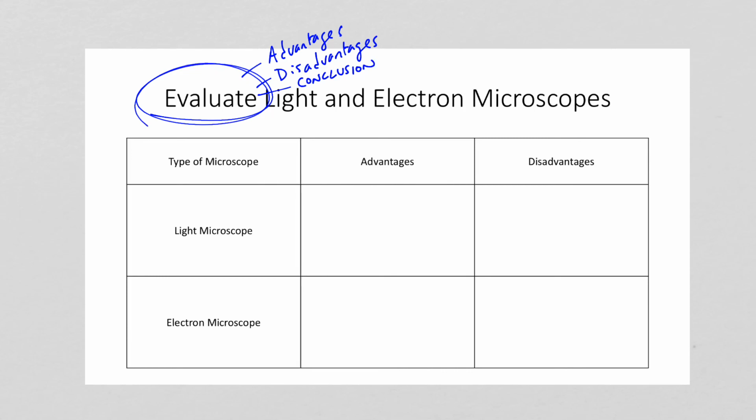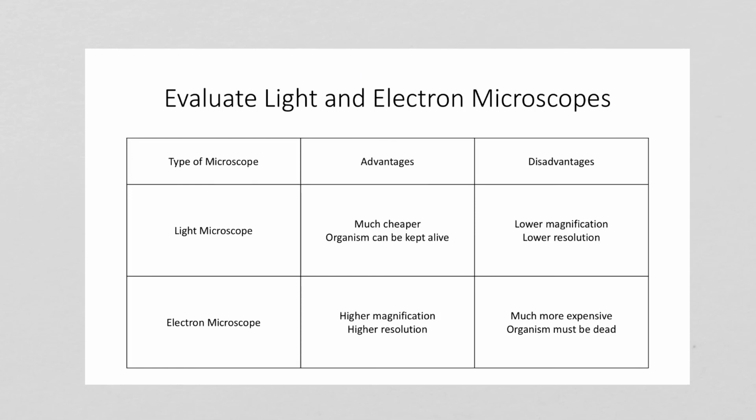And here is one I made earlier. Light microscope, advantage: cheaper, organism can be kept alive. Disadvantage: much lower magnification, much lower resolution. You are not going to see as much, and when things get really small, you're not going to see them at all. Electron microscope, advantage: higher magnification, higher resolution. Disadvantage: cost, and also the organism has to be dead because it is going to be in a vacuum.